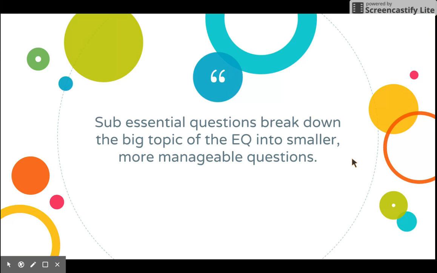So a sub-essential question, if you think about your essential question as the big picture question, the sub-essential questions are the little bits and pieces that are going to help you answer the big picture question. So whereas the EQ is very broad and maybe more analytical, the sub-EQs can be more factual and more succinct. It's a little tricky. We'll show you some examples of that in a few minutes.